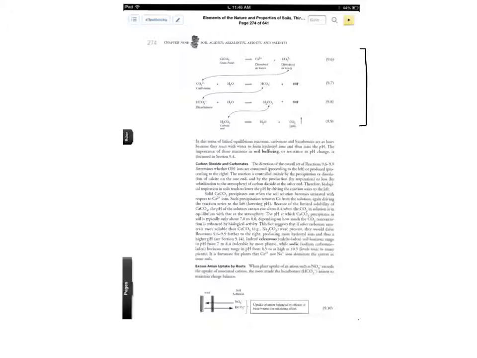alkalizing of the soil, or the consuming of hydrogen that goes on in the soil to drive us more towards the basic end, the alkaline end of our soil pHs. And so I just wanted to point out that yes, that happens, and how it happens. You can sort of follow the reactions here. We have calcite in the soil here.